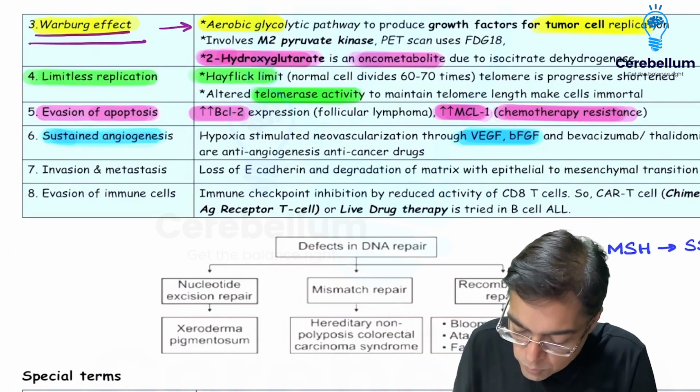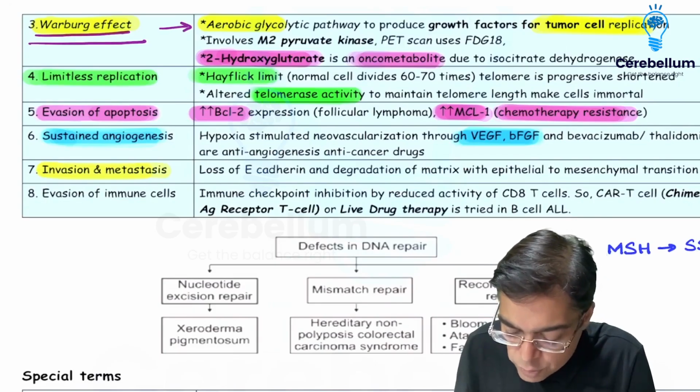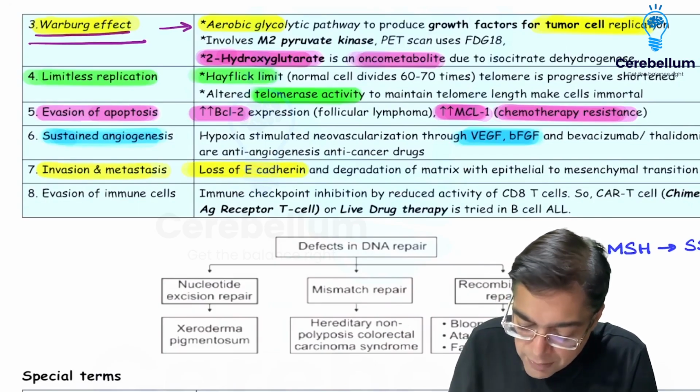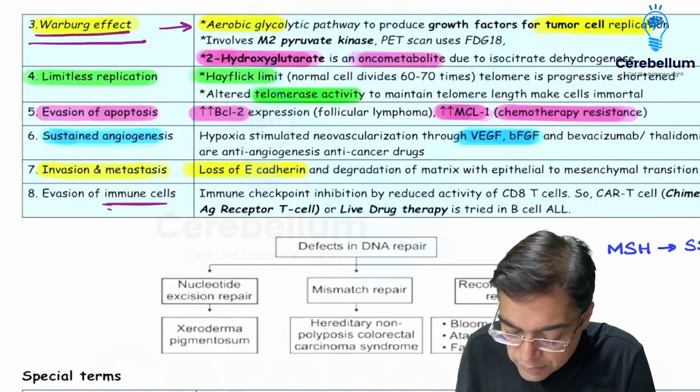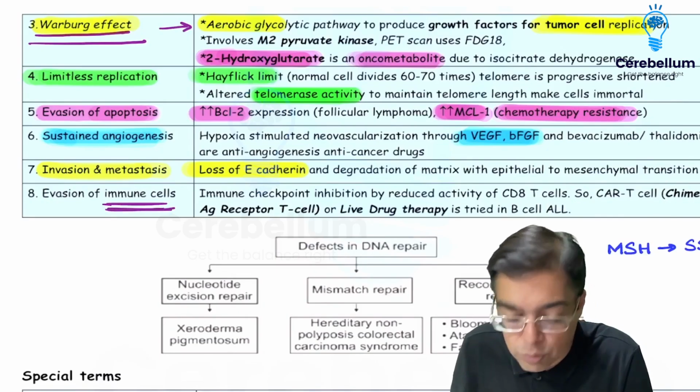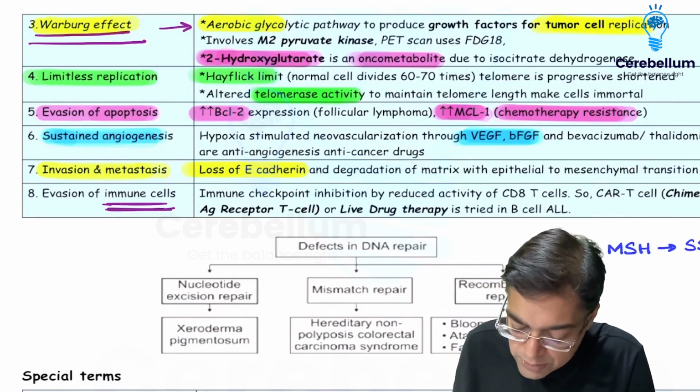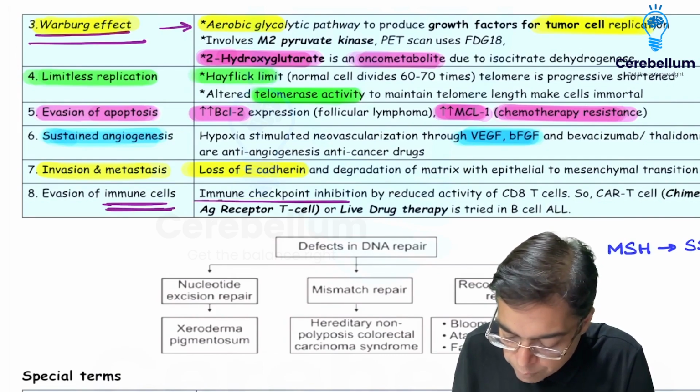Invasion and metastasis, what I just now explained, is going to be associated with loss of E cadherin. And finally, tumor cells have a very smart mechanism by which they try to evade, they try to save themselves from the immune cells. That is going to be by what is given the name of immune checkpoint inhibition.